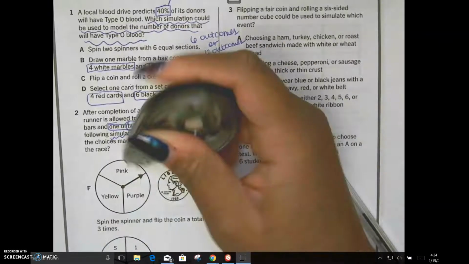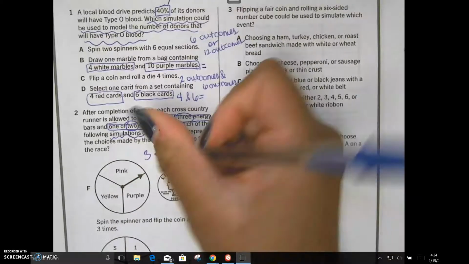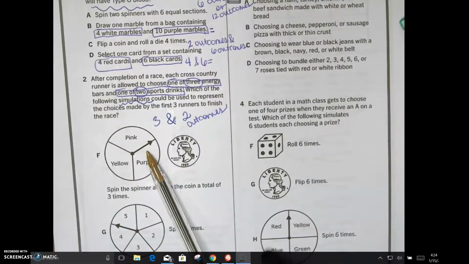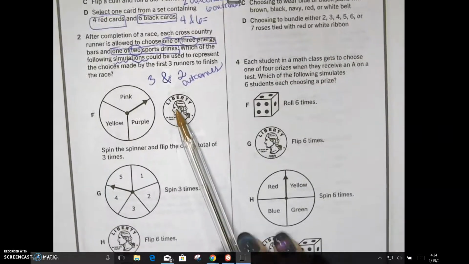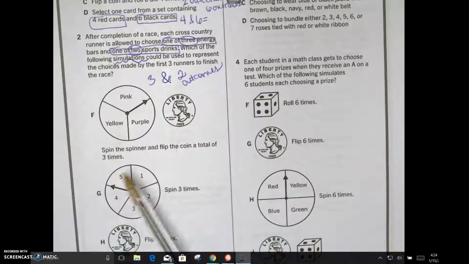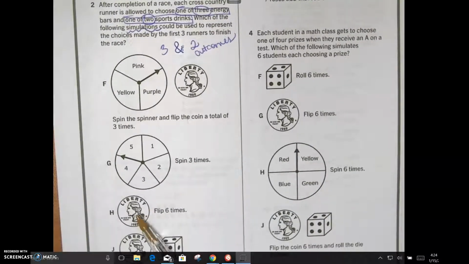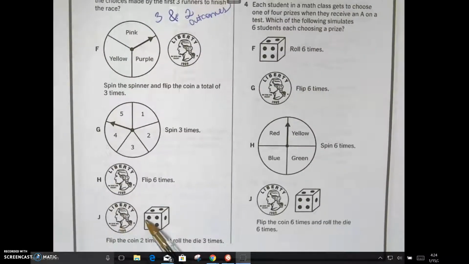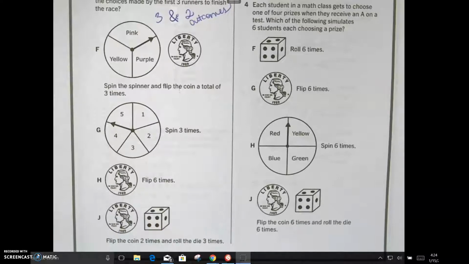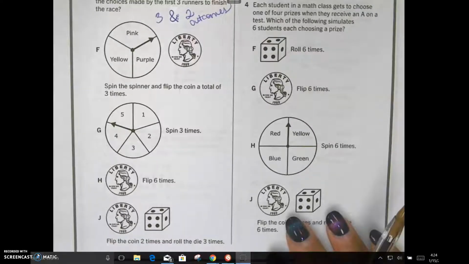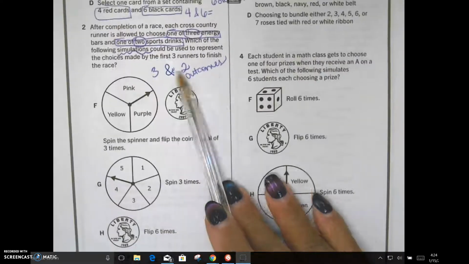All right. So I need to look at my answers. This has 3 equal sections on a spinner, and this is a coin. You can flip heads or tails. It says spin the spinner and flip a coin a total of 3 times. This has 1, 2, 3, 4, 5 sections that are equal on the spinner, and then this says spin this 3 times. This is a coin. I can get heads or tails. I'll flip it 6 times. And then this is a coin and a 6-sided number cube. I will flip the coin 2 times and roll the die 3 times. I need to have 3 outcomes and 2 outcomes only.